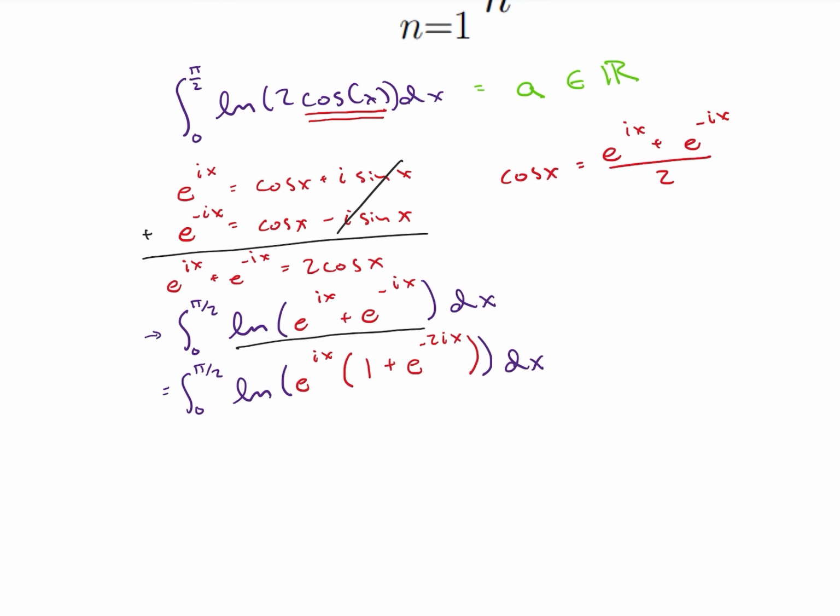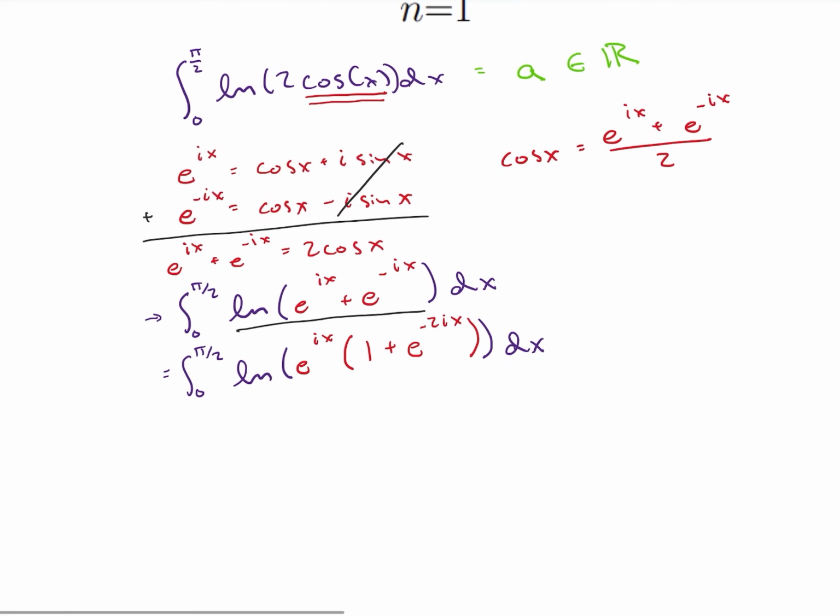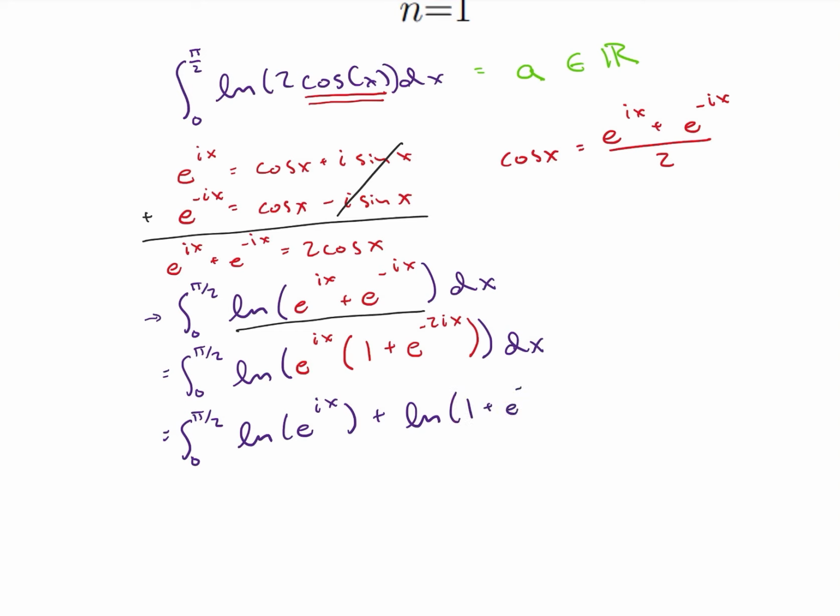By my log rules, I can break this up. Now I can write this as the integral from 0 to pi over 2 of the natural log of e to the ix plus the natural log of 1 plus e to the negative 2ix, because I have the product of those two functions.